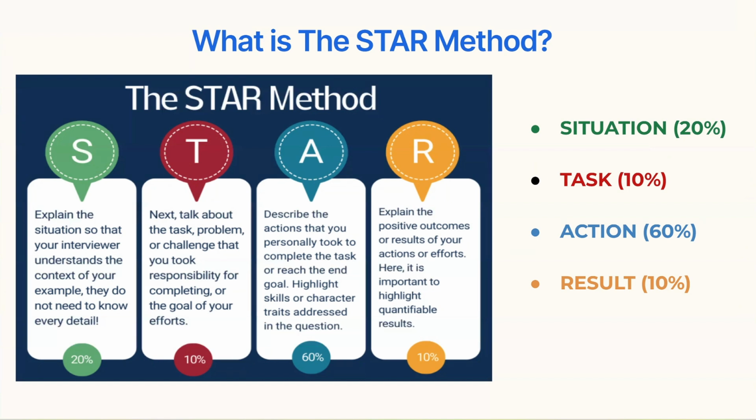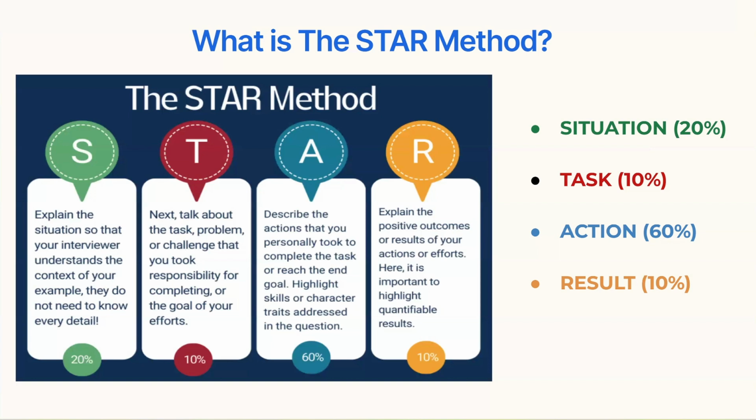Now you've reached the element of the STAR method that requires the most attention. You should allot 60% of your response time to describing the actions you took to complete the task or reach the goal. Here is where you will highlight the skills, competencies, and character traits addressed in the question.